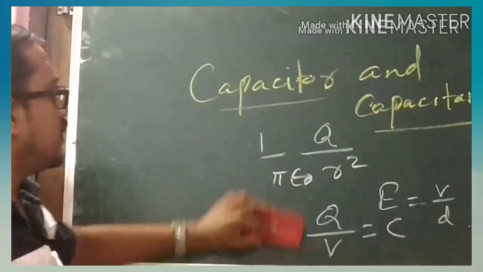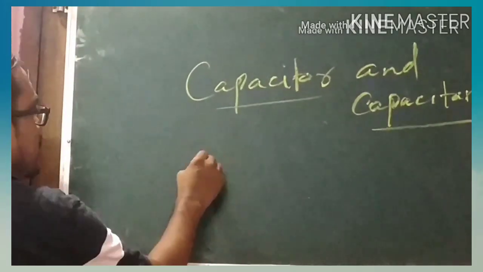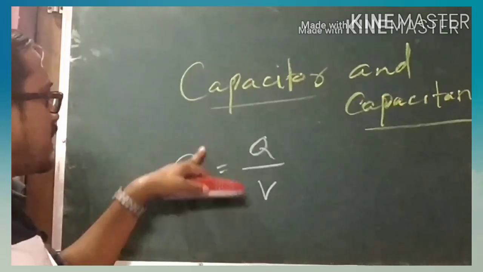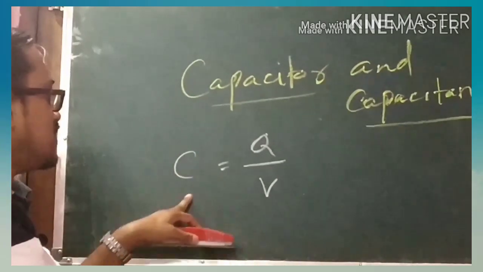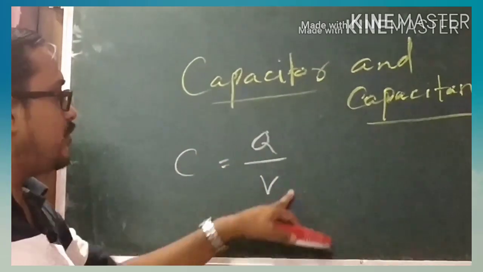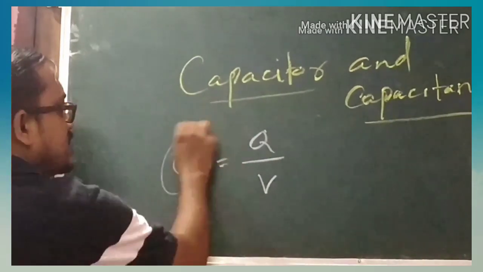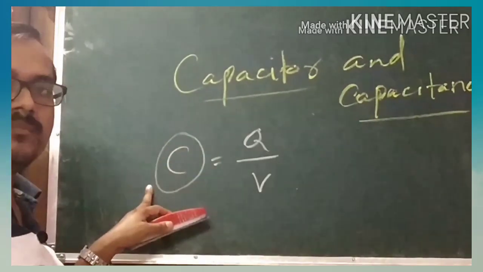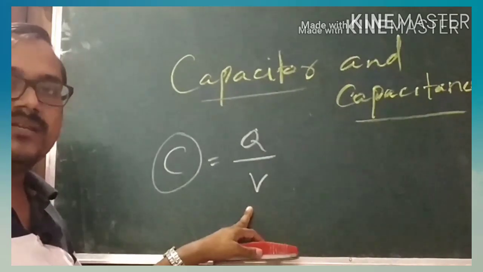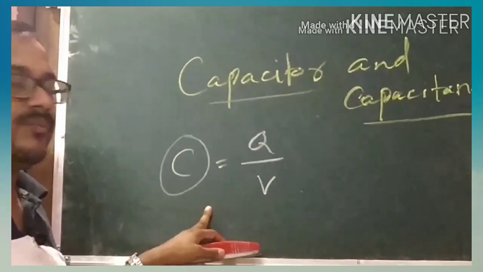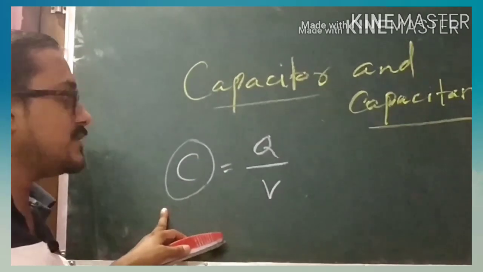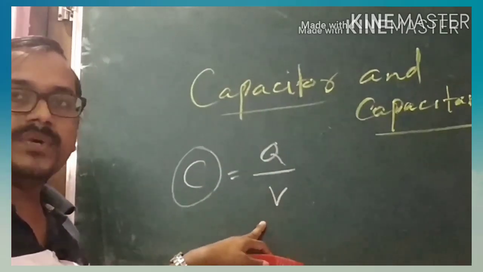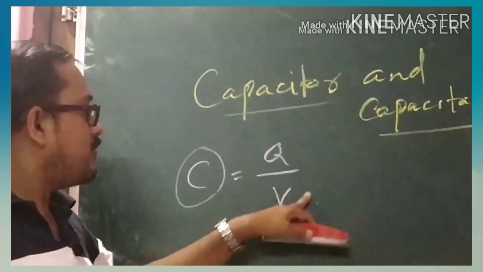From the formula, C is equal to Q by V. That means the capacitance of a capacitor will be large when V is small, as C is inversely proportional to V. The capacitance of a capacitor will be large when the potential difference is very small for a given charge. In other words, the charge carried by the capacitor will be more when the V value is very small. We can prove this statement also.